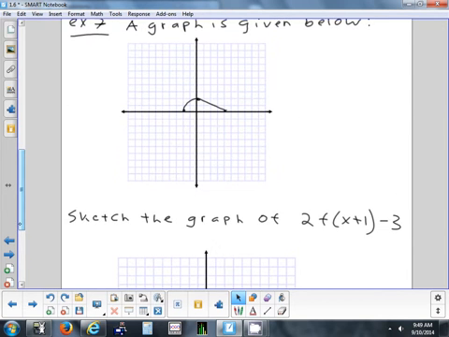And so this one, they're actually asking me to take the function, shift it to the left 1 unit, then double all the y values. So if a y value was at 2, it goes to 4. If it was at 0, it stays at 0. And then they want me to take that result and shift it down 3. Okay, so it's just practicing transforming a function without a formula.